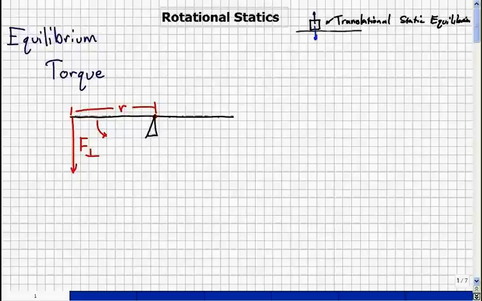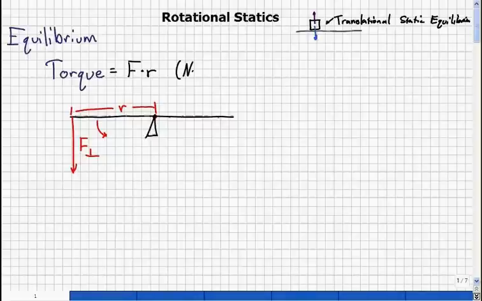Now you might have forces that are not exactly perpendicular or parallel. However, they do have a perpendicular component. So if you know the angle, you can always determine the perpendicular component of force with respect to the radius. So torque is equal to force times radius. And the units will be newtons times meters, or Newton meters. More simply put, torque, we're going to use a funky T to represent this. It's actually the Greek letter tau, and it is equal to force times radius.